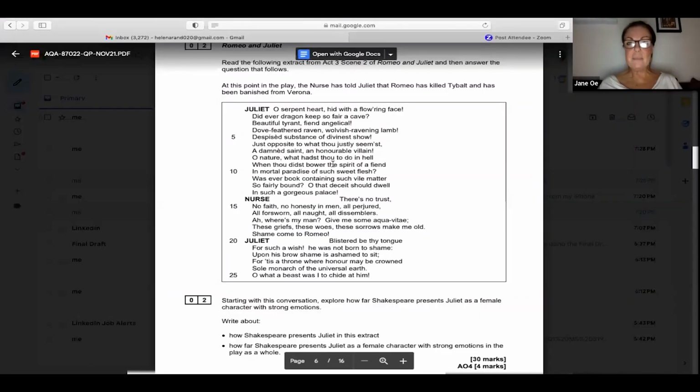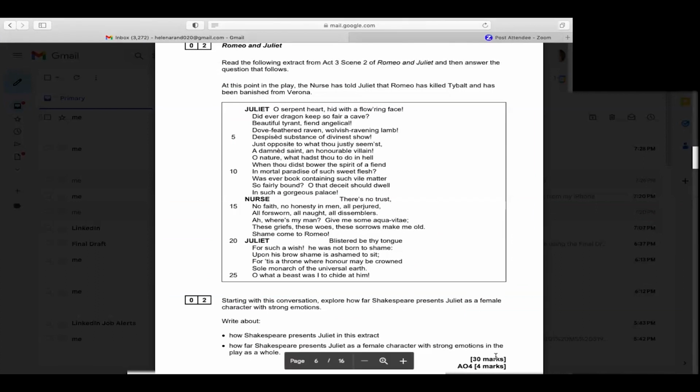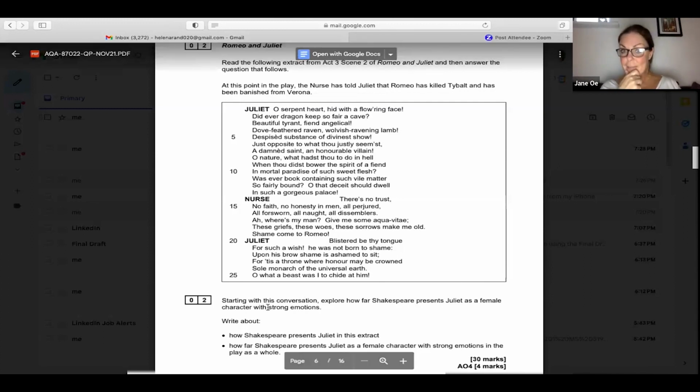Okay, so it's this part. Once again, 30 marks. How long should we take on it, by the way, if it's 30 marks? In an English exam, it's like 35 minutes, probably. Some parts take longer than others, normally you spend a shorter time on others. Yeah, exactly. Okay, so it's Juliet and the nurse, and you will start with this conversation again.